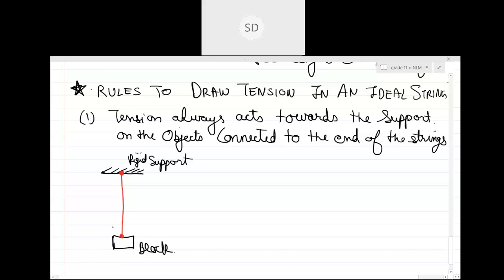So basically, what will happen? The block will apply mg downwards, due to which the string will become tight. Yes or no, guys? So please remember, I'll name the ends as A and B at the ends of the string.